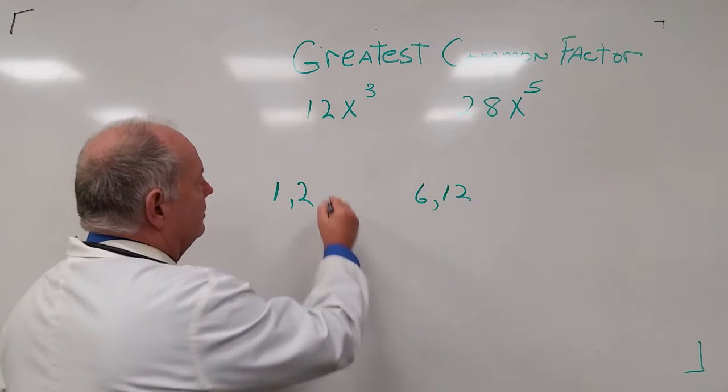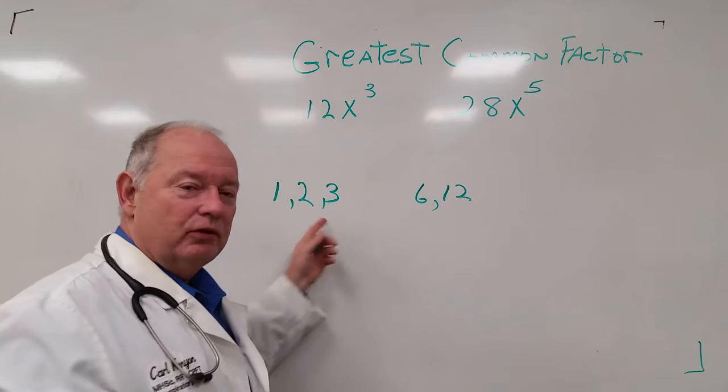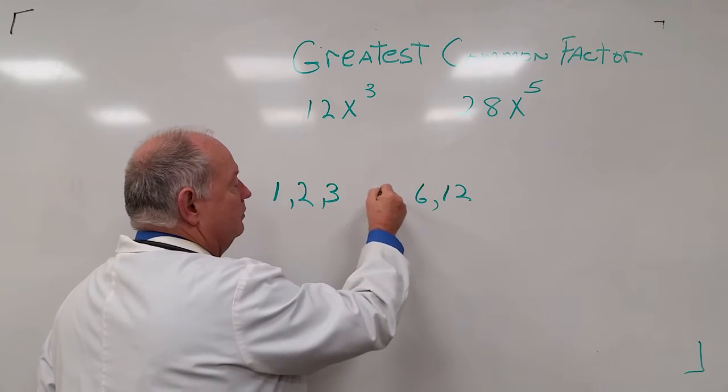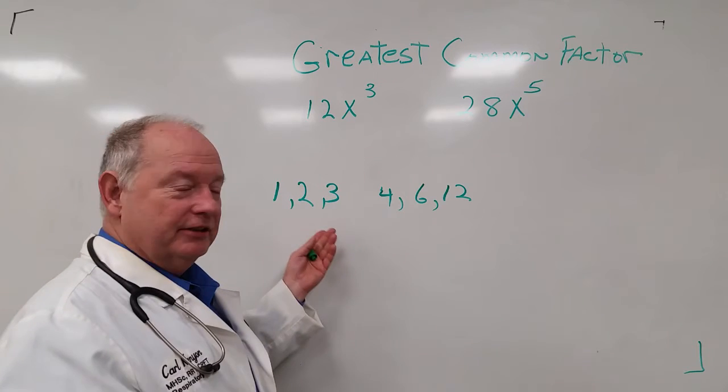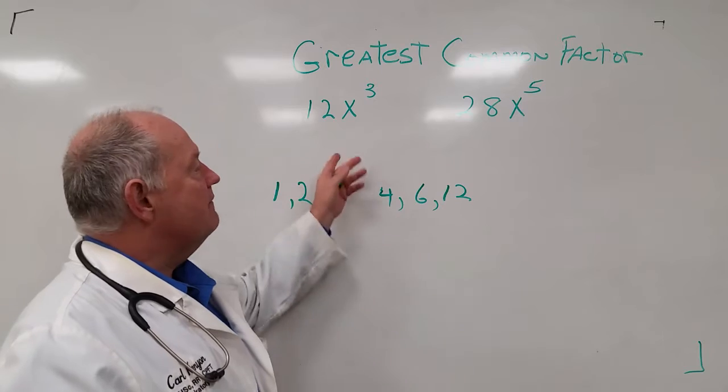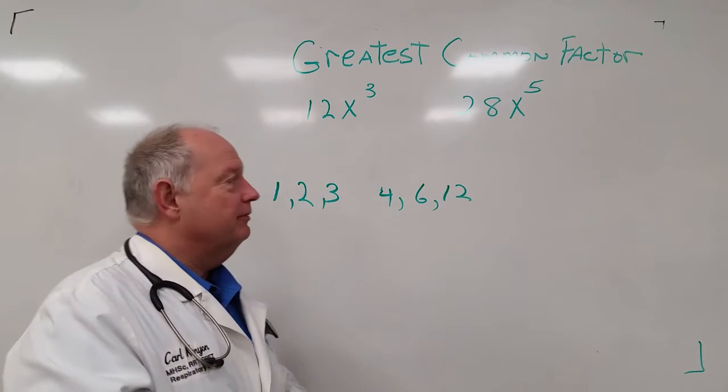3. 3 times what equals 12? 3 times 4 equals 12. So these are your factors, of course. 1, 2, 3, 4, 6, 12 are the factors that make 12.